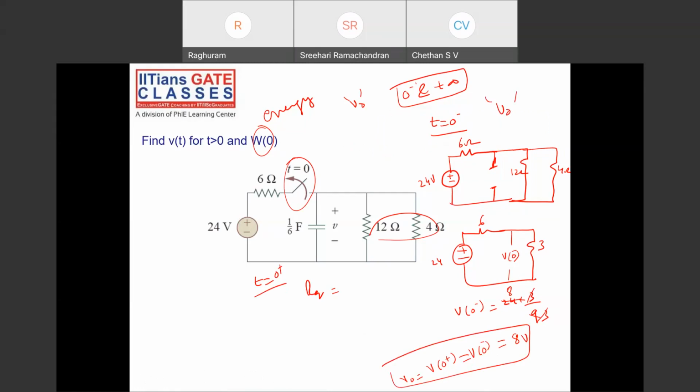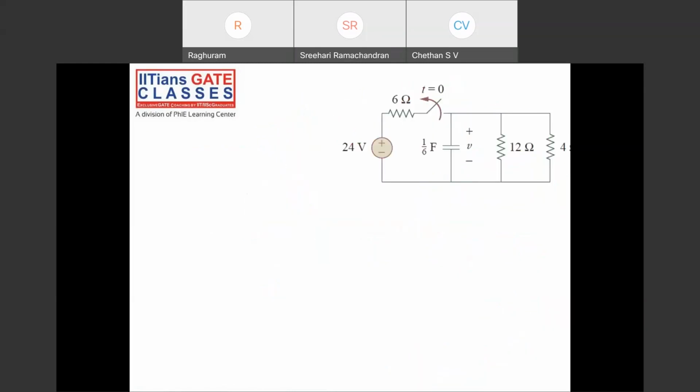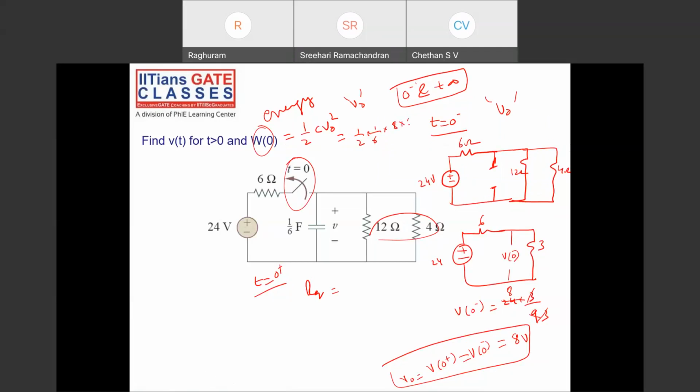Also, for energy, W of 0 is equal to half C V square, V naught square actually. W of 0 is nothing but half C into V of 0 square. Half into C is 1 by 6 into V square is 8 square, 8 into 8. 4s, 3s, 2s, 16 by 3 joules. The energy is 16 by 3 joules.